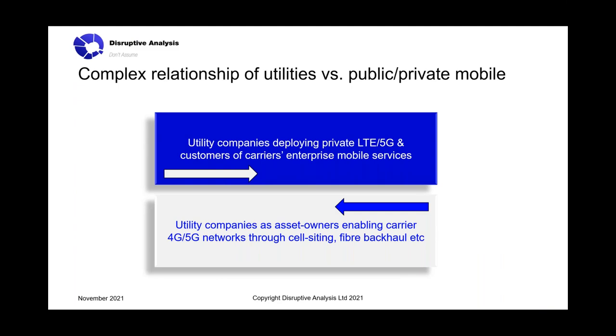It's also worth noting that there's a complex relationship of utilities and public and private mobile networks. At one level, utility companies are deploying their own private 4G and 5G networks, and they are customers of carriers' enterprise mobile offerings. I mentioned telematics or just good old smartphones and voice calls. But on the other side, utility companies also have a bit of a symbiotic relationship with the telecoms industry, because they're some of the leading asset owners for siting of cellular infrastructure, water towers, for example, a classic case.